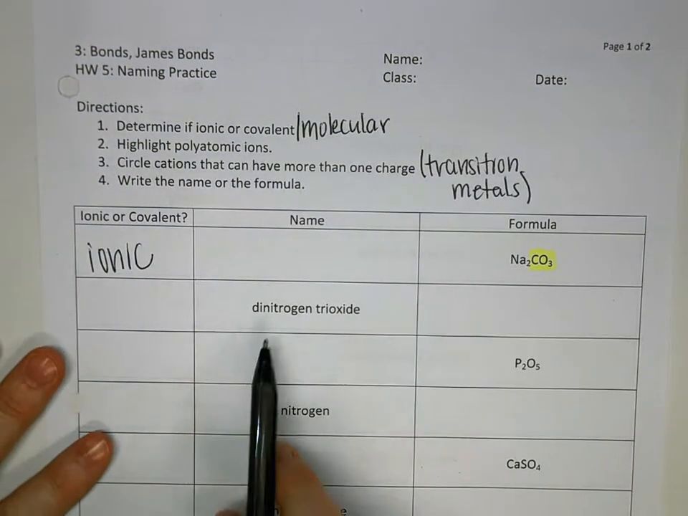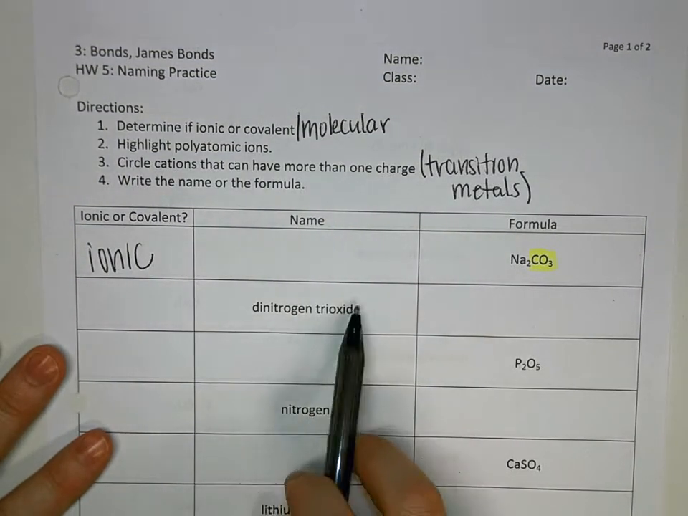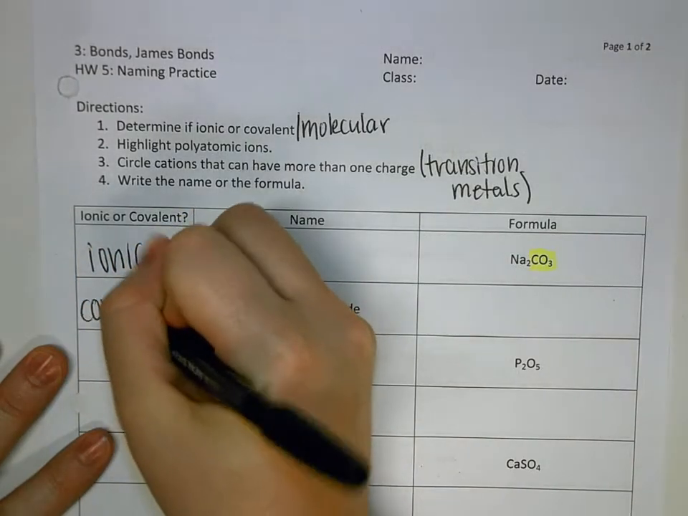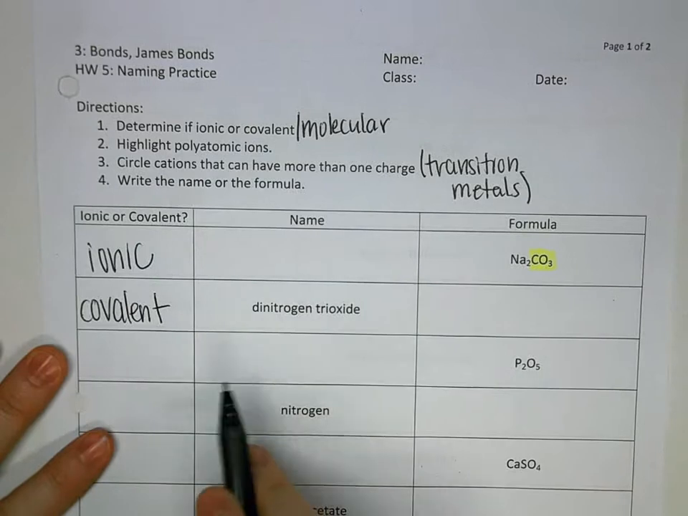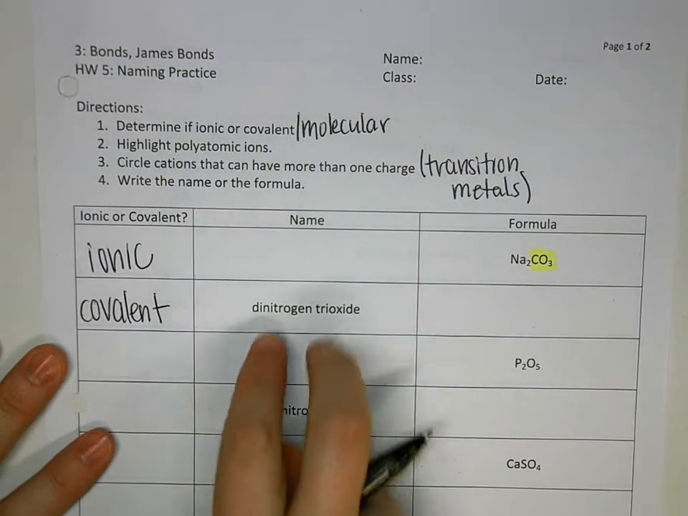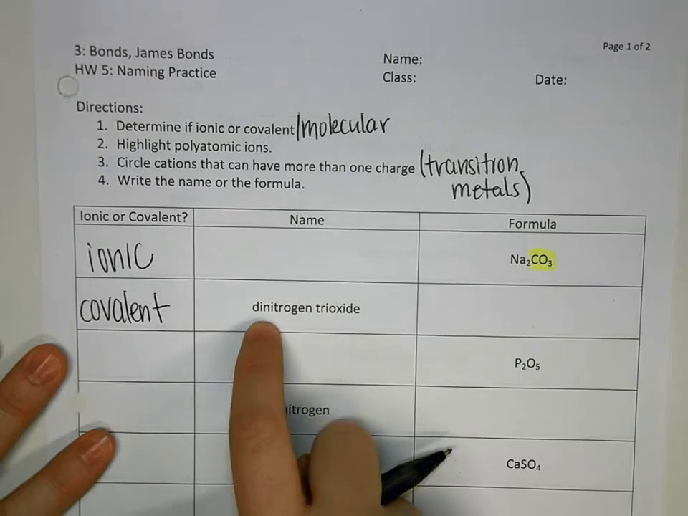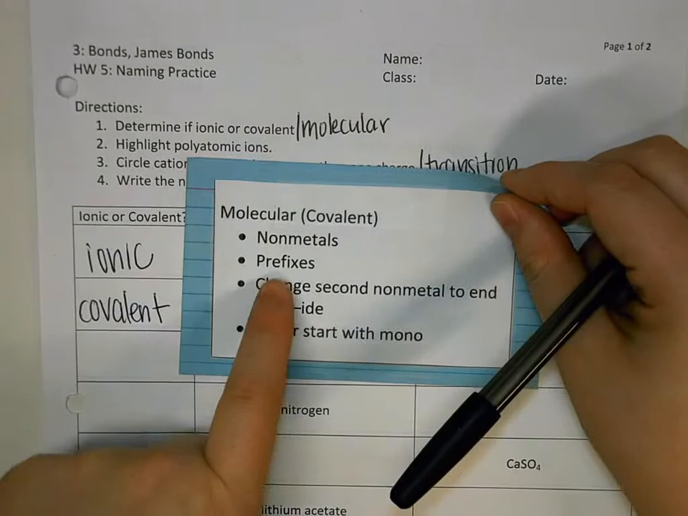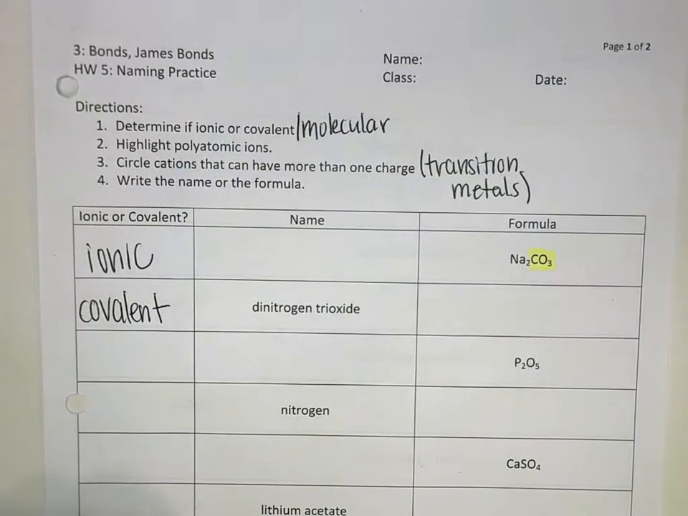The next example, I have dinitrogen trioxide. So this one's going to be covalent, and I know that for 2 reasons. Number 1, nitrogen and oxygen are both nonmetals. Number 2, I'm using the prefixes, and those prefixes are only going to apply to covalent compounds.